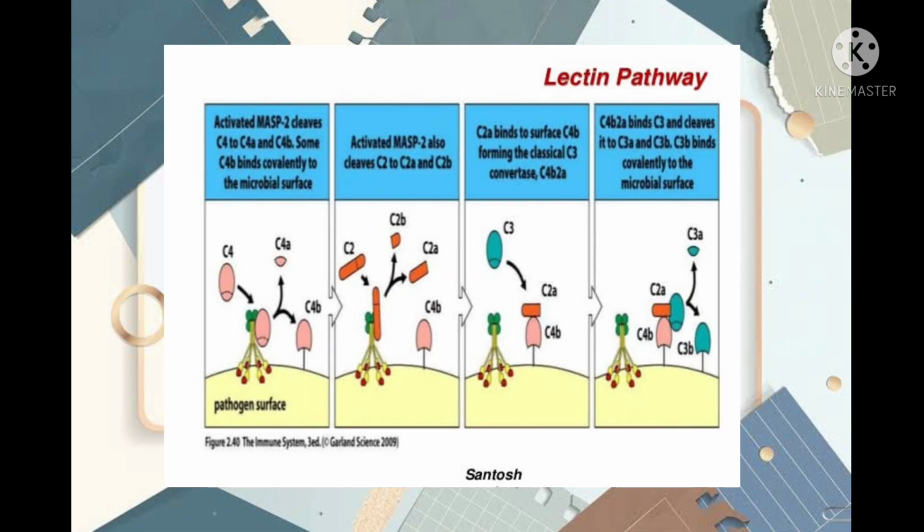The activation of the lectin pathway. The first step is binding of mannose binding lectin or MBL to mannose residues on the surface of microbes. To the MBL bound to the microbe, MBL-associated serine proteases MASP1 and MASP2 will bind. MASP1 and 2 are similar in structure and function to C1s and C1r. This complex will cleave C4 and C2.